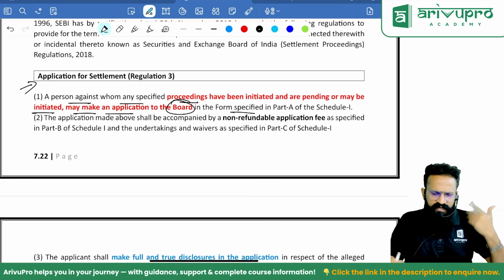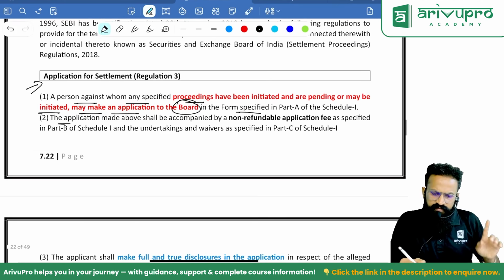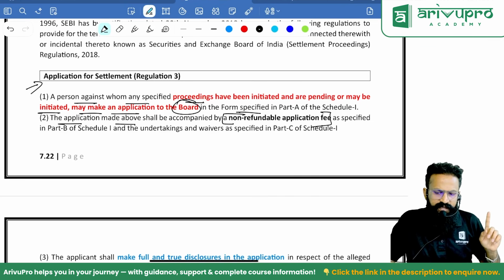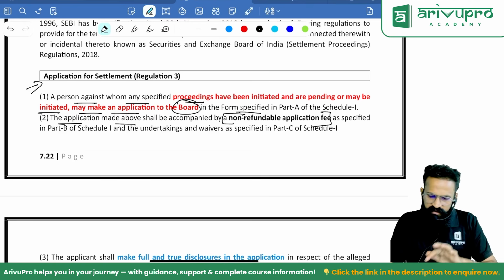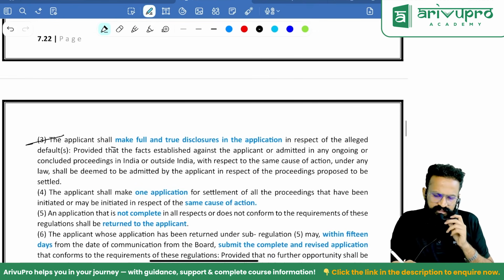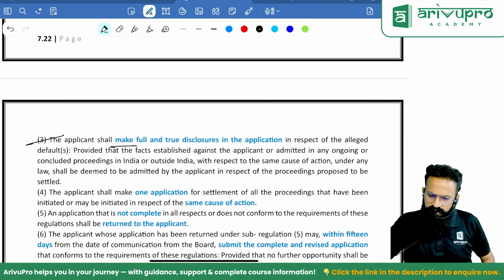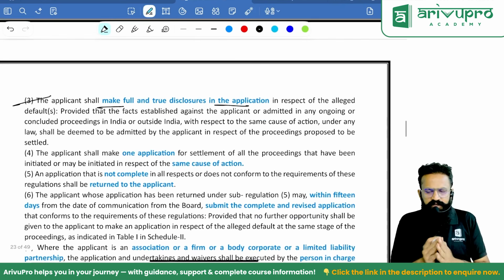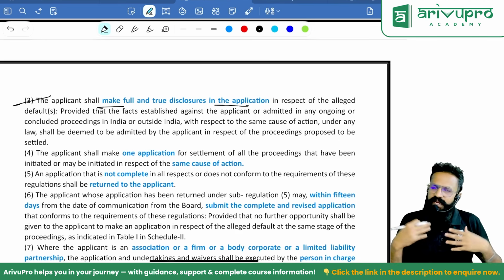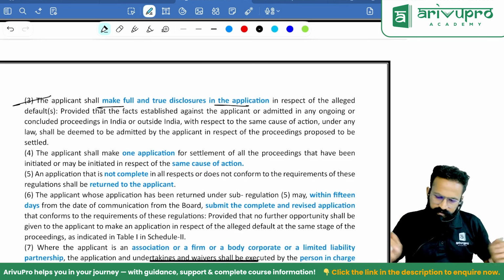In the form specified, that is not required for us. The application made above shall be accompanied by a non-refundable application fee. There will be fees involved. You need to pay that. It cannot be refunded. The applicant shall make a full and true disclosure in the application in respect of the alleged default. Whatever non-compliance I have made, I have to disclose everything.